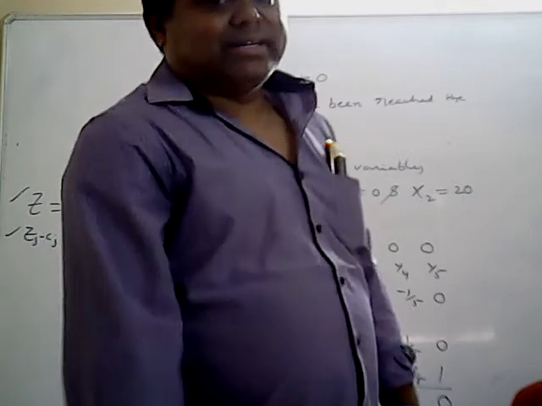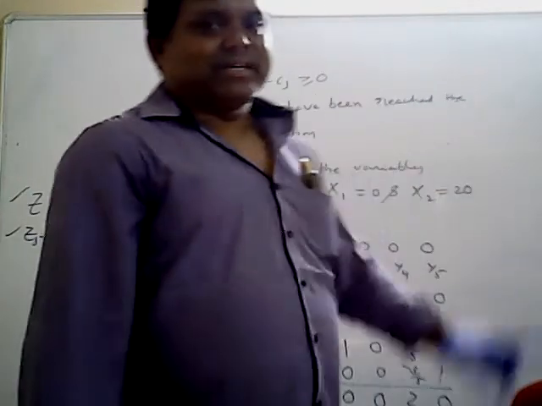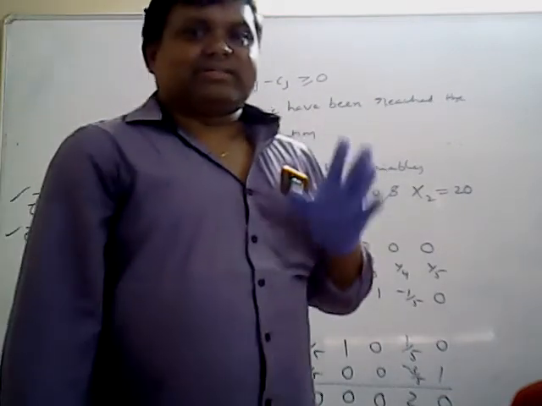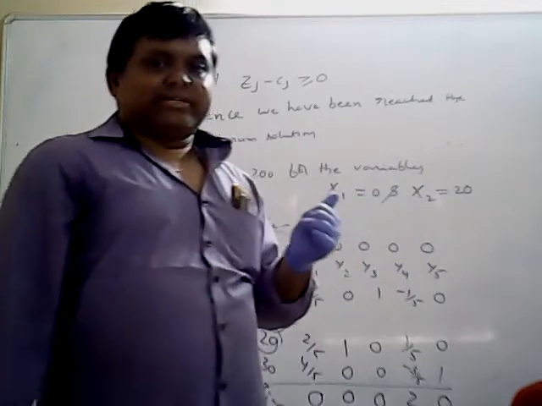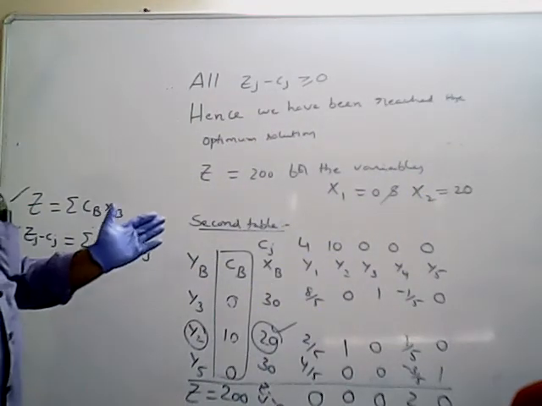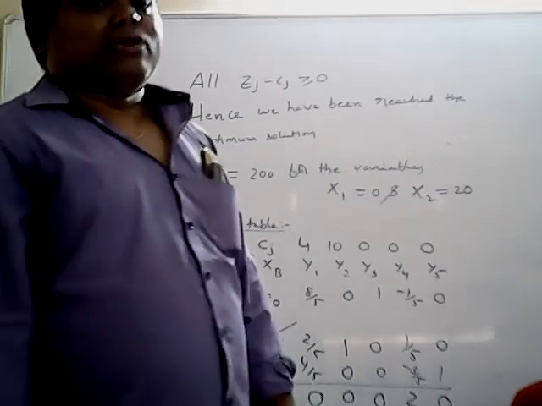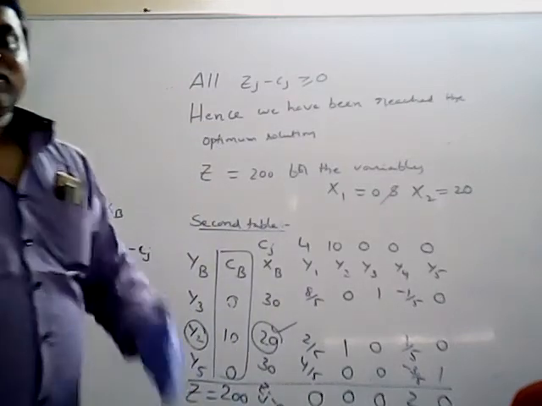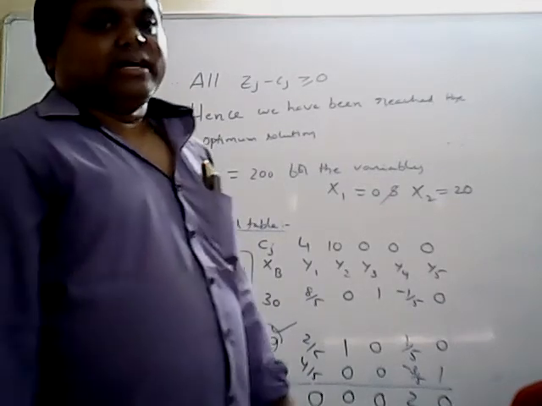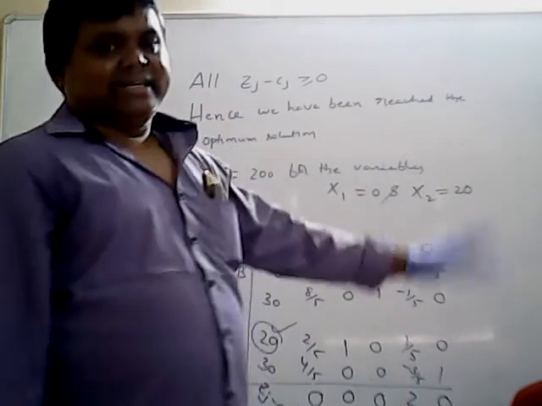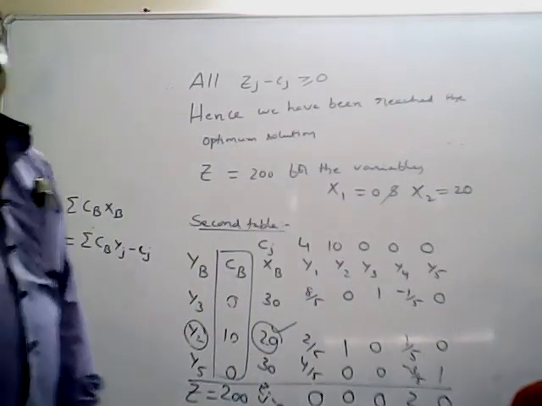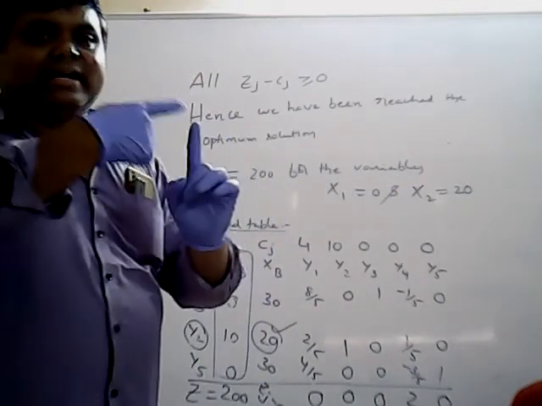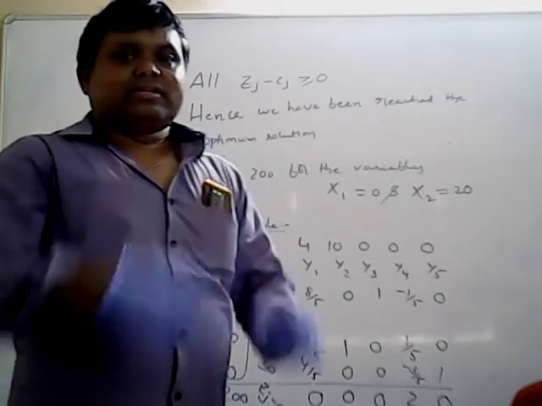Then calculate the z value and then zj minus cj. If all zj minus cj are greater than or equal to 0, the solution is completed. If any one value is negative, then that variable enters. If more than one negative is there, choose the most negative. That variable enters. After identifying the entering variable, identify the deleting variable by finding the ratio, the minimum of xB divided by the entering column, and take the minimum positive. That variable leaves. Then identify the key element, which is the element common to the entering column and the deleting row.